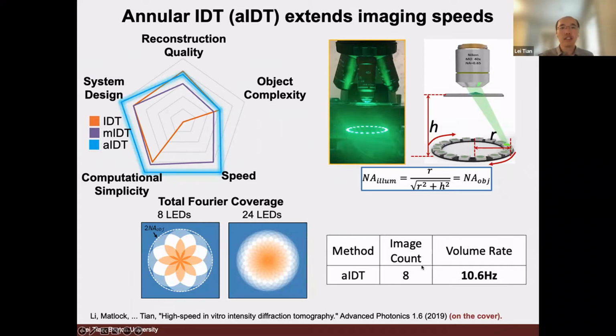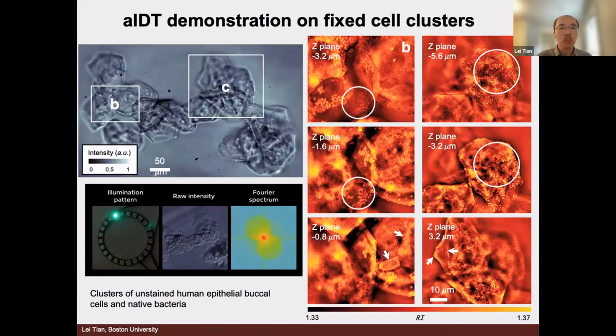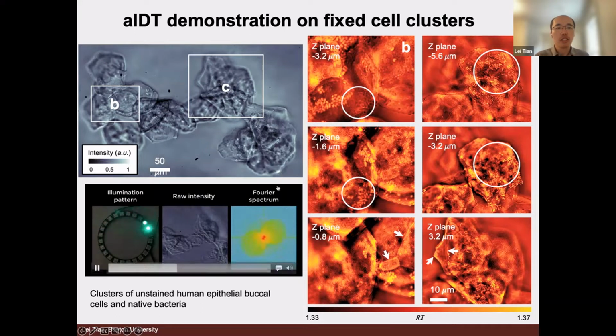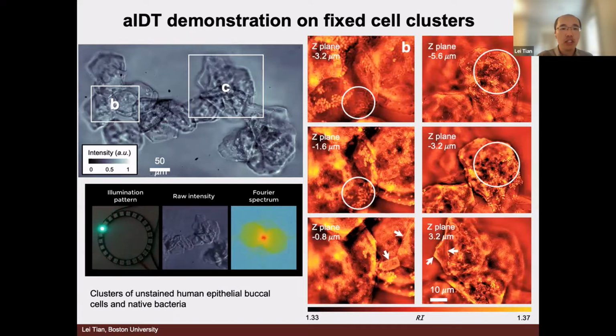It just turns out that this particular hardware design is particularly efficient for this kind of task. Just to show you some raw data and convince you this does work: this is on a static cell sample, cheek cells with native bacteria. This is the raw data. In this particular case, we scan through every single LED. On this ring, we have 24. On the right, this is a full spectrum. If you recall the explanation of the theory, you can see these two circles rotating around, just to show you that this works.